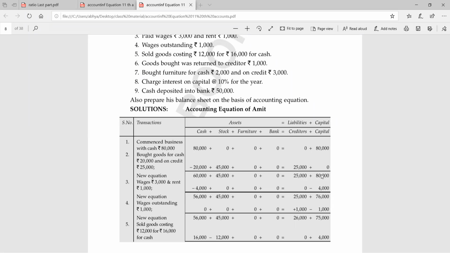Now again we have to find out new equation. New equation is 60 minus 4, 56. Then 45 stock. Then furniture 0. Bank balance 0. Creditors no effect. And capital 80 minus 4, which is equal to 76,000. Okay. So again we have to find the new equation. Tell me the value of new equation, students. Yes, 1,01,000. Both sides same. Very good. Now I am coming to the fifth, wages outstanding.